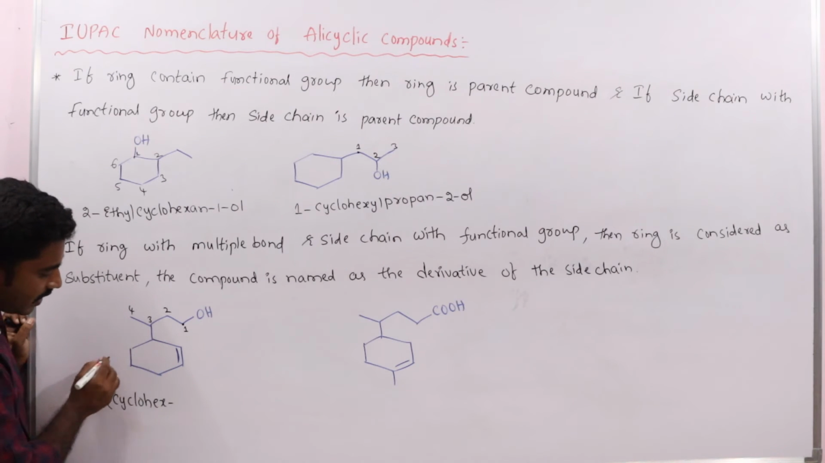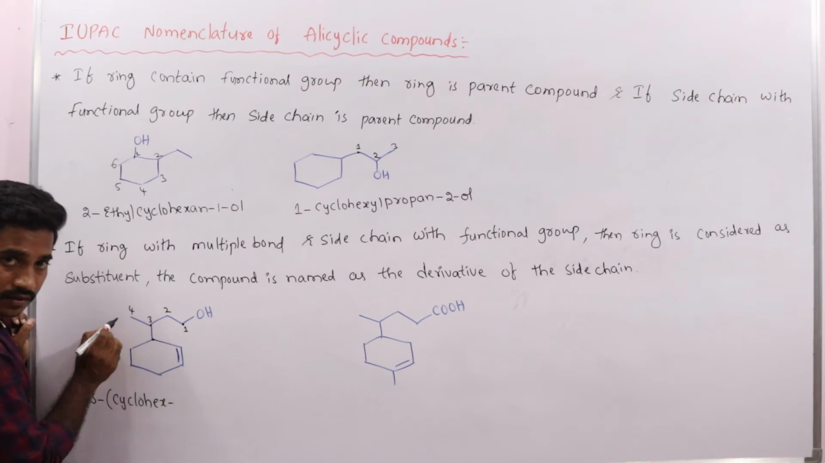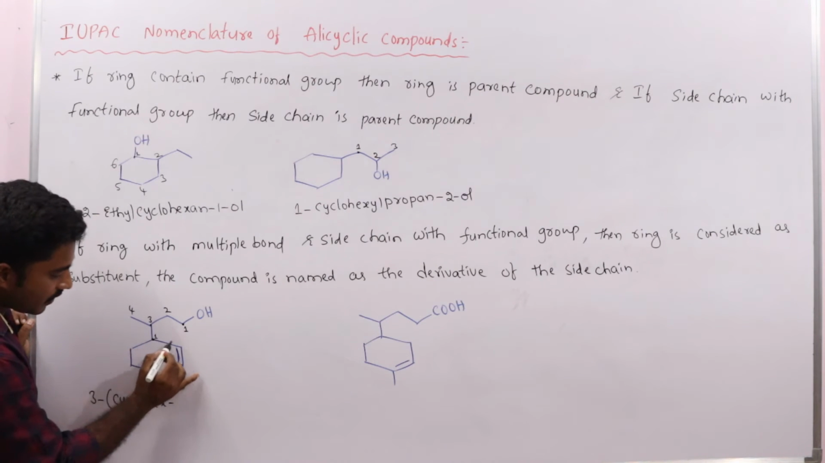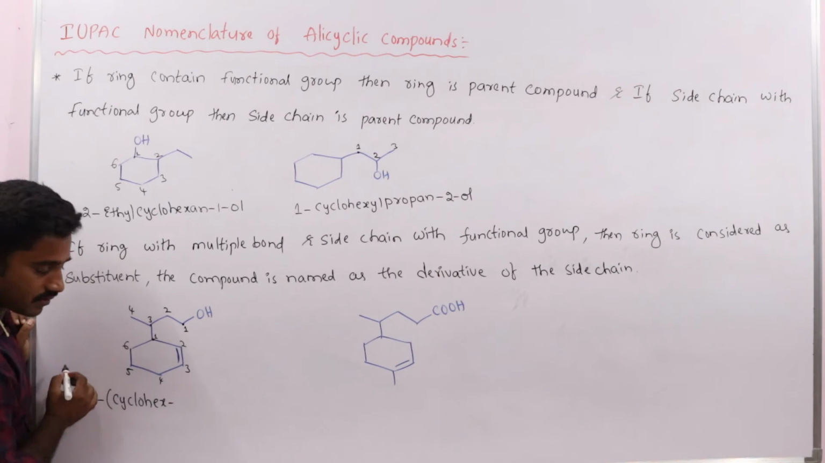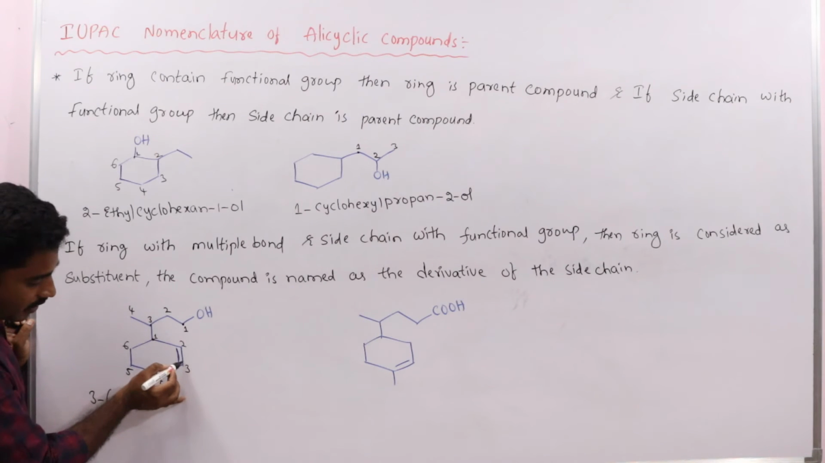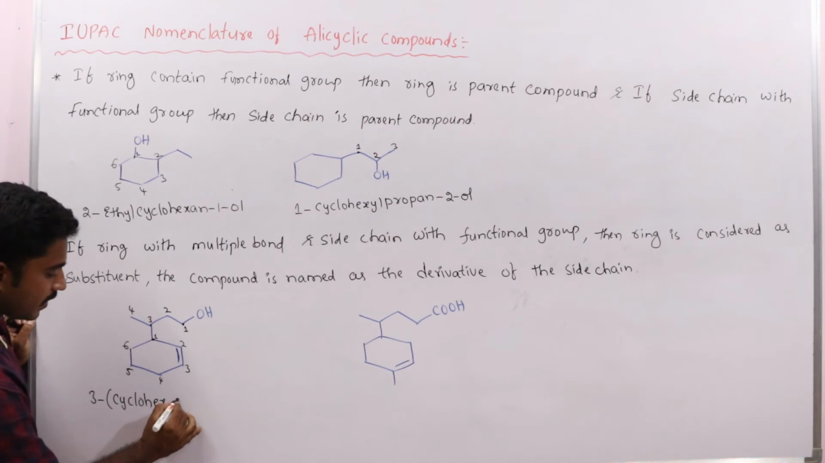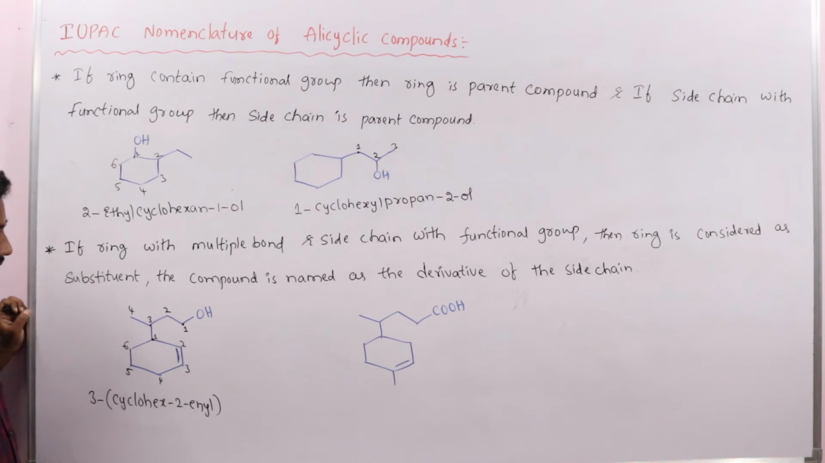Okay, so if you give the numbering here, the ring carbon which is directly bonded to the parent chain is numbered as 1, here 2, here 3, here 4, here 5, here 6. Okay, the substituent is at the third position of the parent chain, and the double bond is at the second position, that's why cyclohex-2-enyl. Cyclohex-2-enyl.